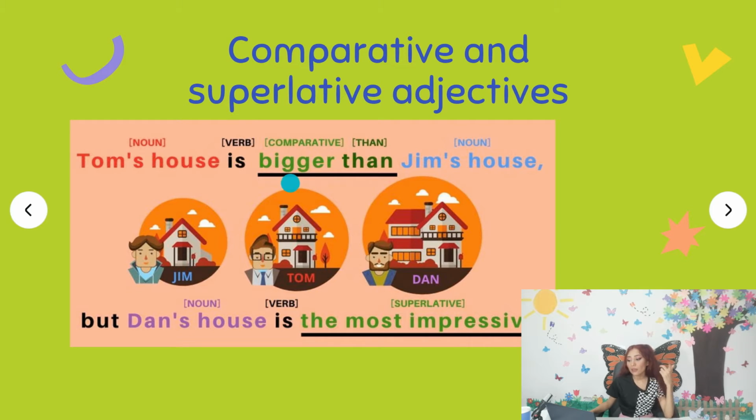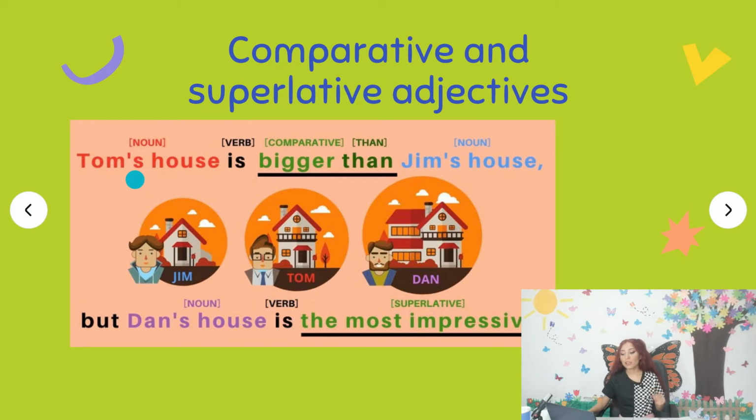Okay, so it becomes a comparative, as you can see, bigger than, because we're just comparing Jim's house and Tom's house. Solo estamos comparando esas dos. For that reason, we're using a comparative. Okay, but Dan's house is the most impressive. In this case, we're using most porque ya es un adjetivo muy largo, ¿ok? But it's still a superlative. En este caso ya es un superlative. Por esa razón estamos usando most, ¿ok? Y no more. ¿Por qué? Porque estamos comparando Dan's house with Tom's house and Jim's house, ¿ok?